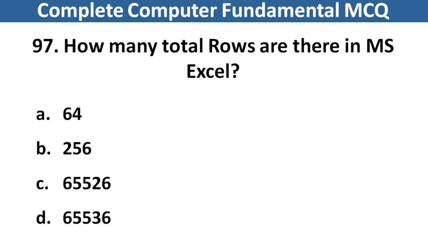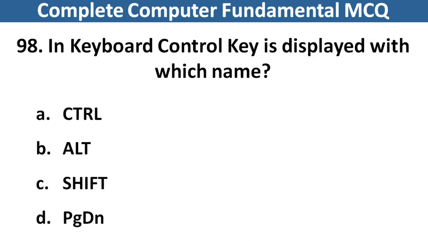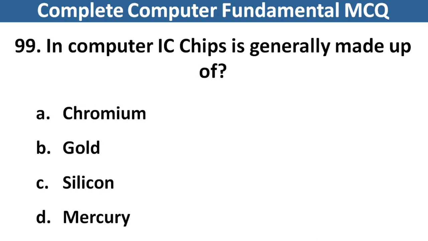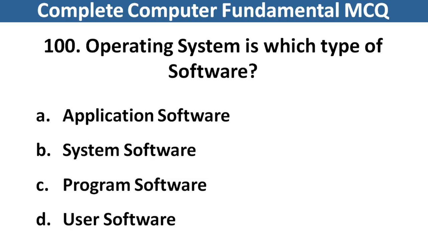Next question. How many total rows are there in MS Excel? Right answer is option D, 65,536. Next question. In keyboard, control key is displayed with which name? Right answer is option A, Ctrl. Next question. In computers, IC chips are generally made up of? Right answer is option C, silicon. Next question. Operating system is which type of software? Right answer is option B, system software.